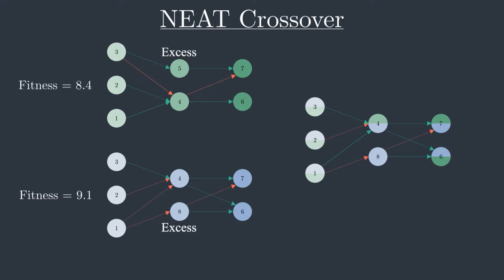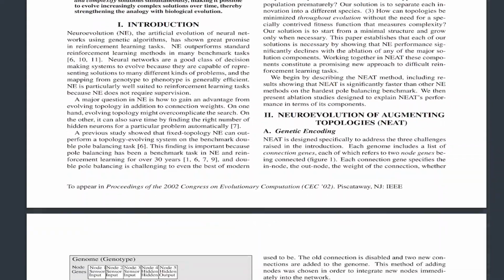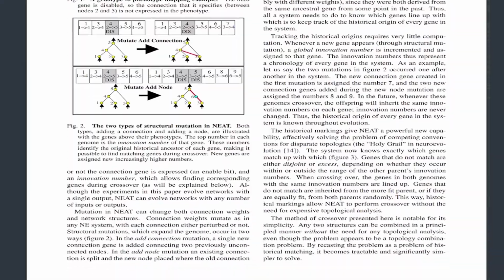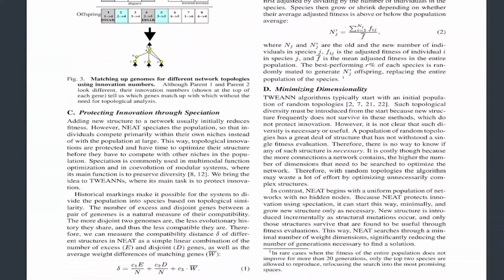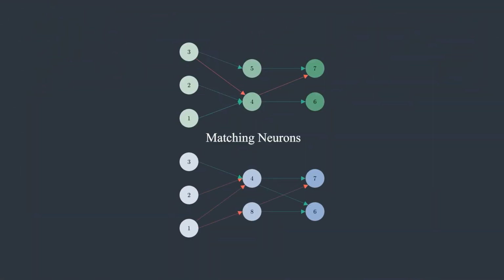But how do we find the matching neurons and synapses? The original paper introduces a notion of innovations, and I encourage you to read it. I'll try to explain this in my own way. A general idea is to assign a unique ID to each neuron. Two neurons are considered the same if their IDs match. Now that neurons have IDs, we can use them to identify synapses. Two synapses are the same if they connect the same neurons in the same direction.